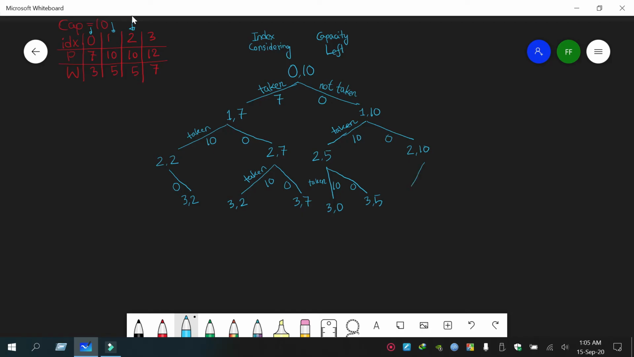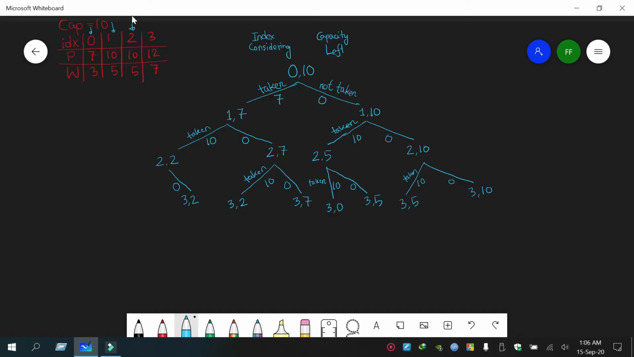And if we don't take the item, then the index will increase but the capacity will remain the same. Similarly, from 2, 10, if we take the item here, 10 will be added, the index will be increased to 3, capacity will drop to 5, and if we don't take it, then nothing will be added and the index will be 3 and the capacity will remain the same.